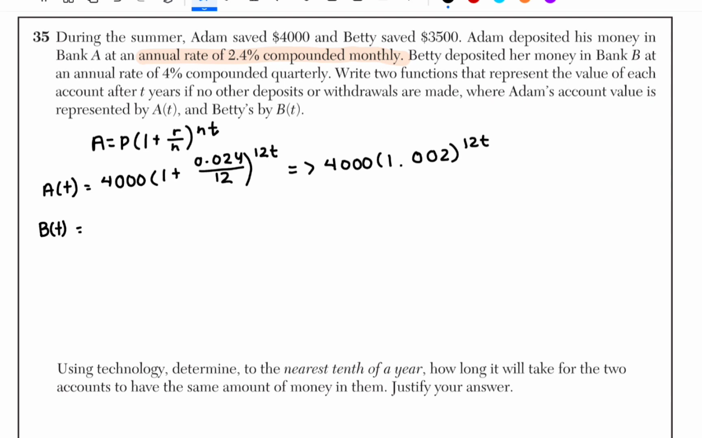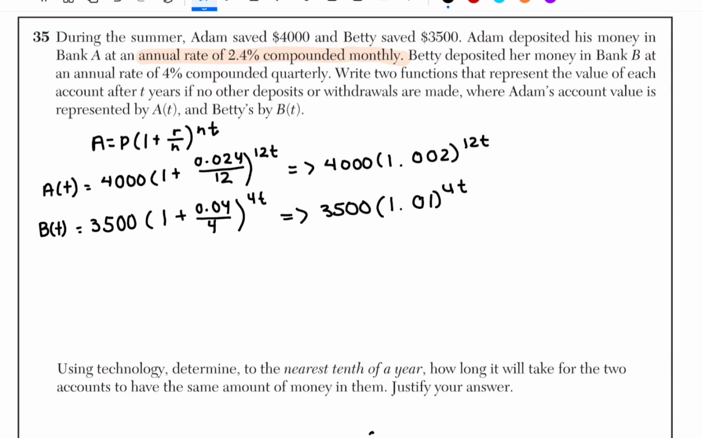And then for Betty, we're going to do the same thing. So her initial amount was 3,500. It's 1 plus, she's using a bank that does an annual rate of 4% compounded quarterly. So we're going to do 0.04 divided by 4 because it is quarterly. Quarterly is 4. And then we're going to close this out, and we're going to do 4t. And when we rewrite this, it's going to be 3,500 times 1.01 to the 4t. And that is the first part.